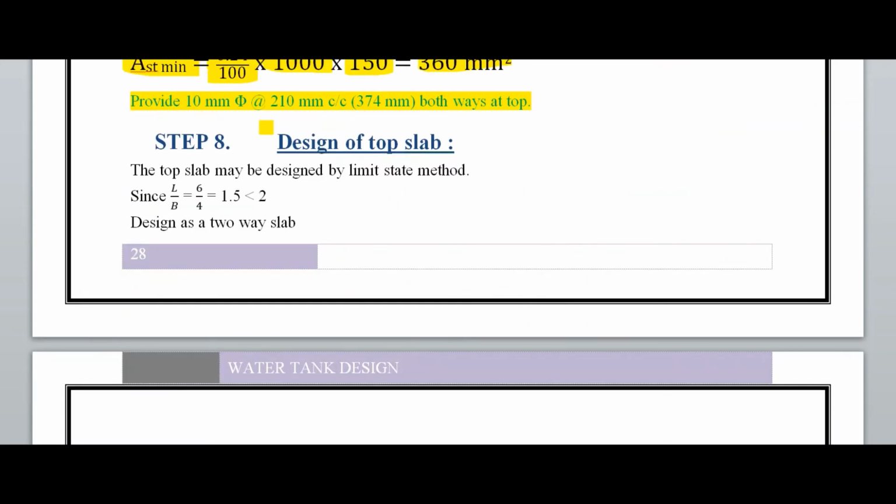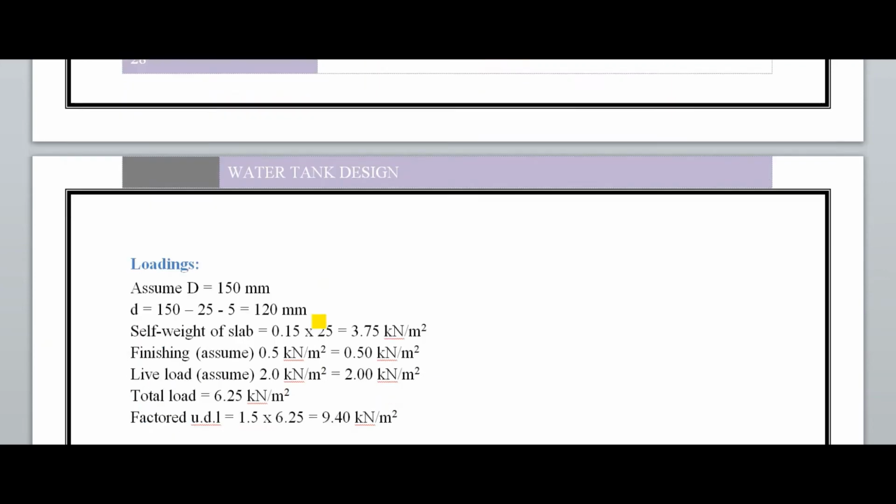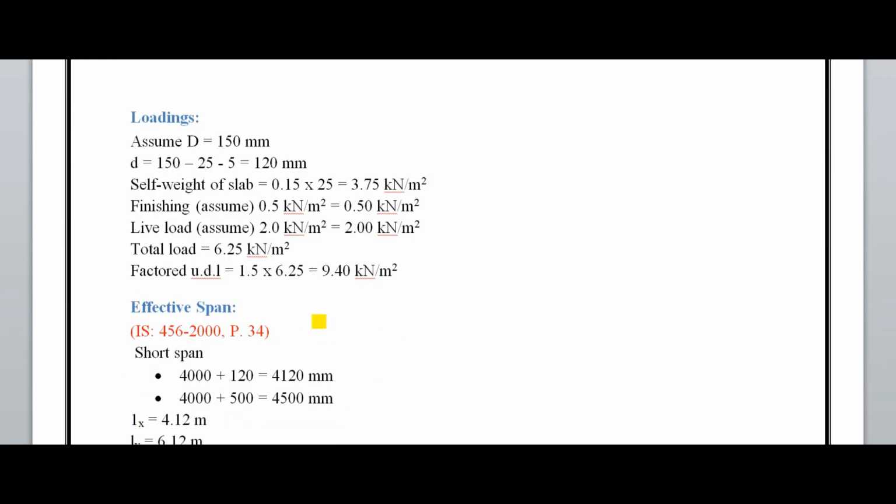Now we are going to design the top slab. Top slab may be designed as a limit state method. I told you it is 1.5, so design as a two-way slab. So loading will be, D is equal to 150, 150 minus 2 as self weight of slab, finishing 0.5, and live load 2. So total load is 6.25, so factored UDL 9.40.